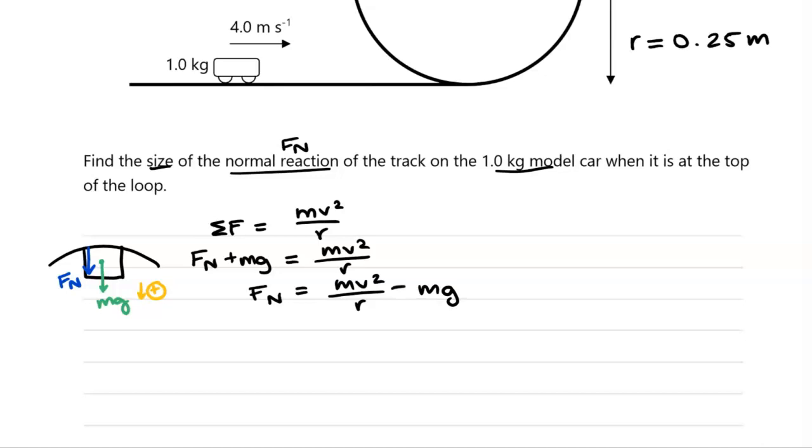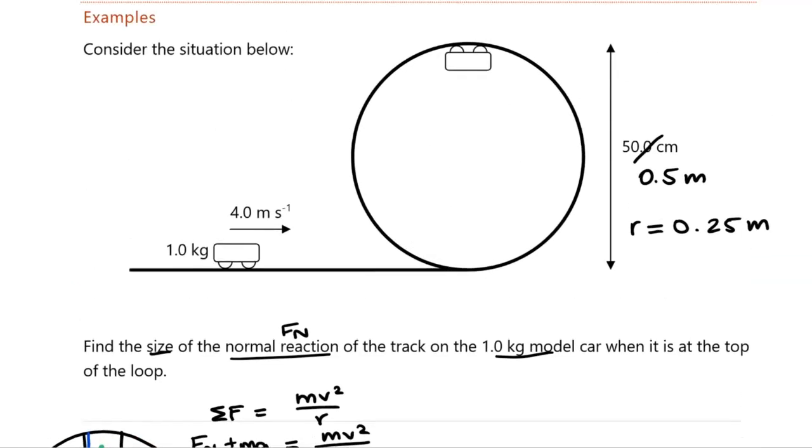Now, we've reached a bit of a standstill here though, because we don't know the velocity of the cart at the top of the track. It can't be this 4 meters per second at the top here, because it must have slowed down as it reached the top of the track.